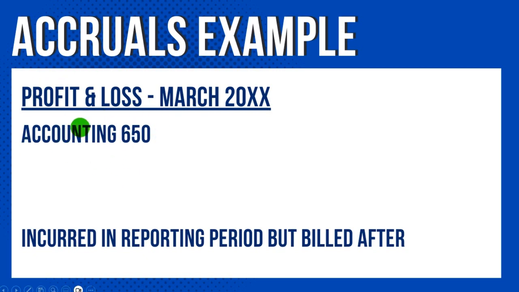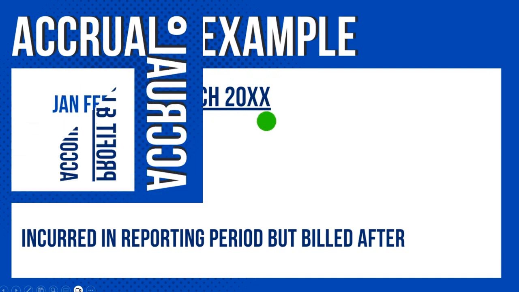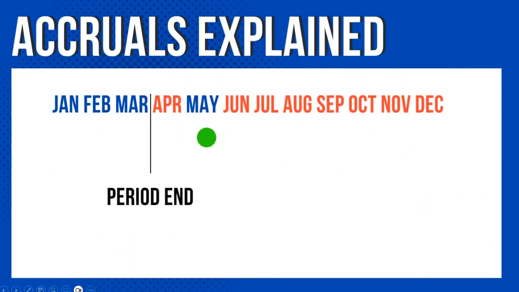Let's stick with this example. Accounting costs of 650, which relate to doing services for the financial year March 20 whatever, but billed in May. Now I've created this slide just to help you understand which expenses would need an accrual. So we have an invoice in May, which relates to the previous period. So this is the period end, 31st of March. An invoice in May, which relates to this financial period, this financial year, not the financial period the invoice is dated in.